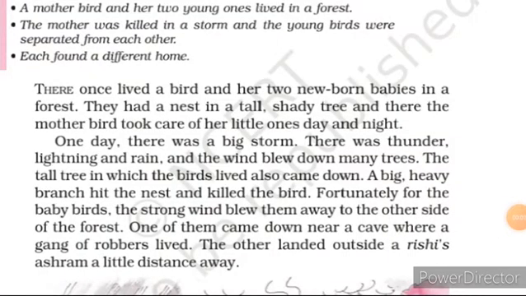Now look at the next paragraph, children. One day there was a big storm. There was thunder, lightning and rain, and the wind blew down many trees. The tall tree in which the birds lived also came down. A big heavy branch hit the nest and killed the bird.